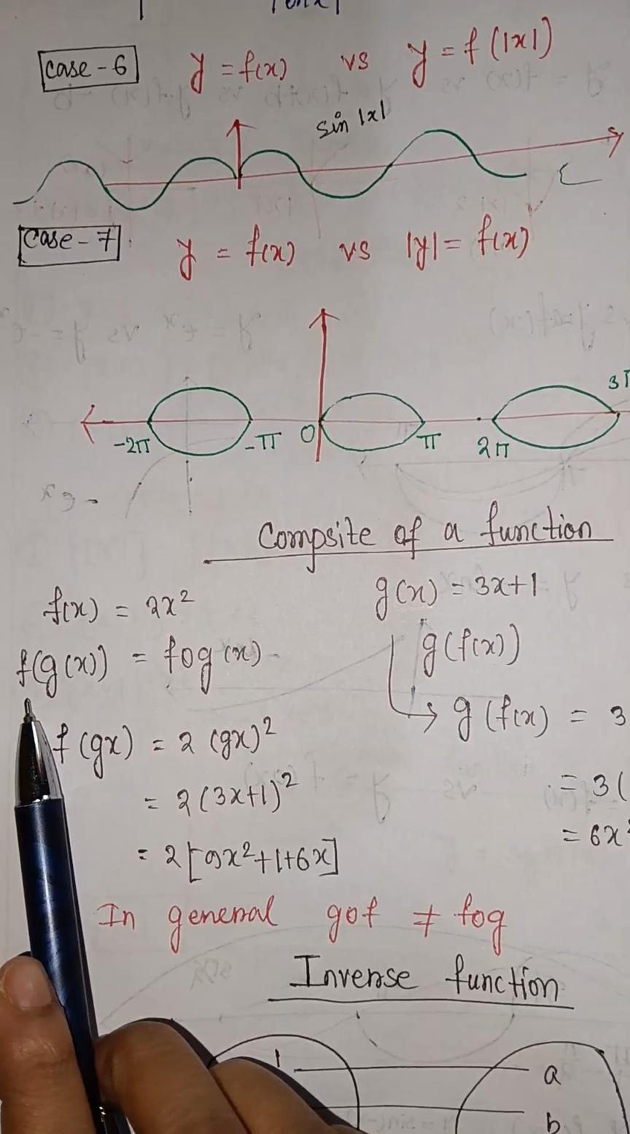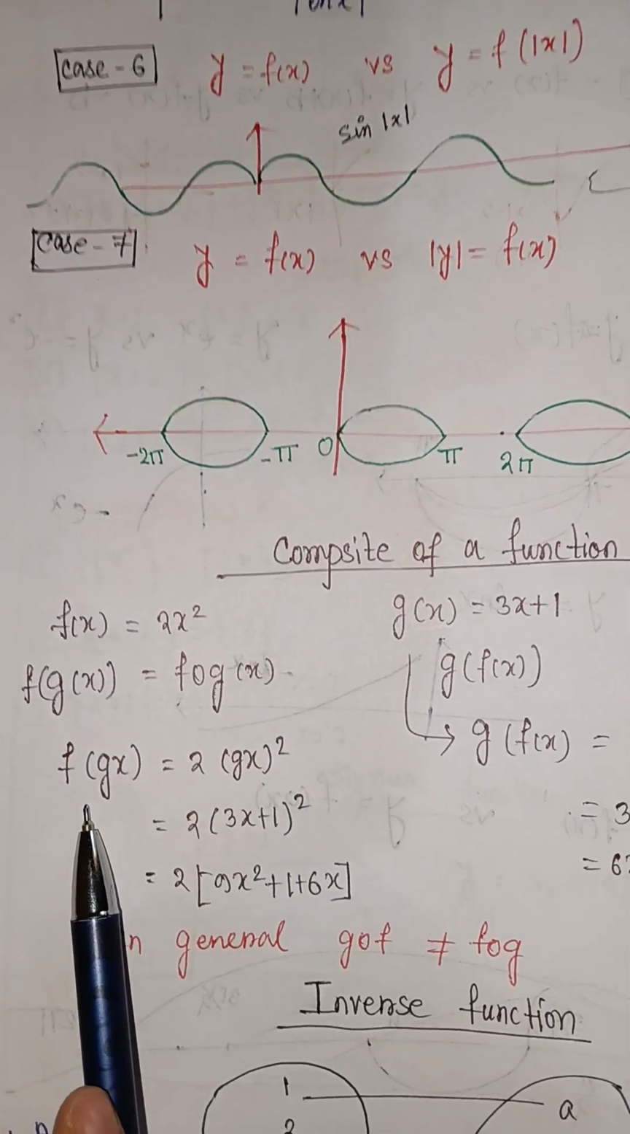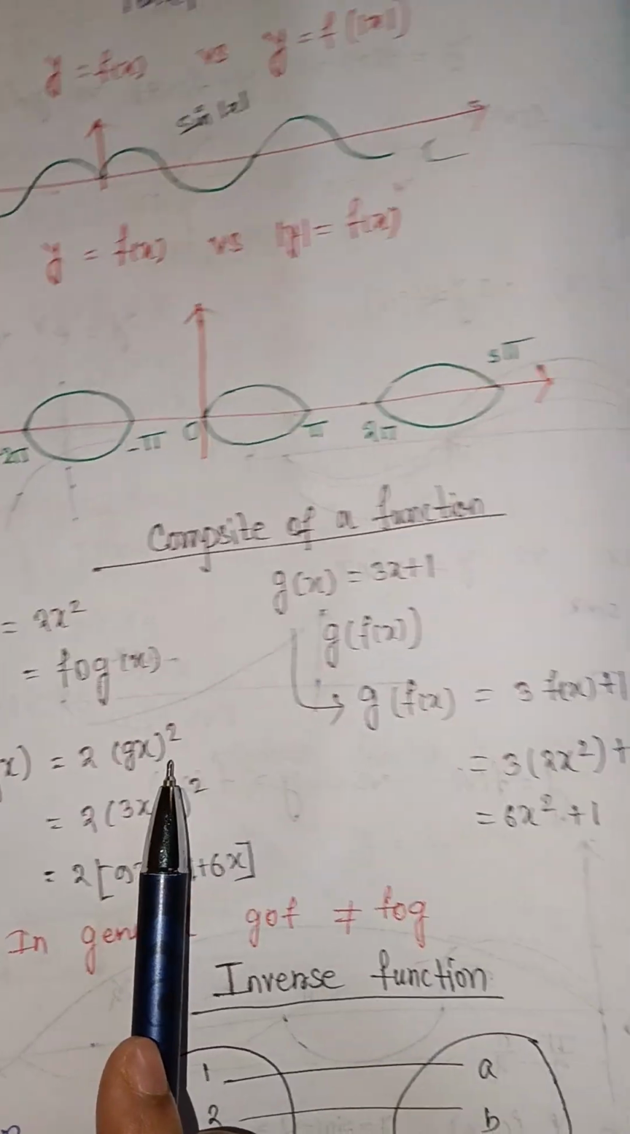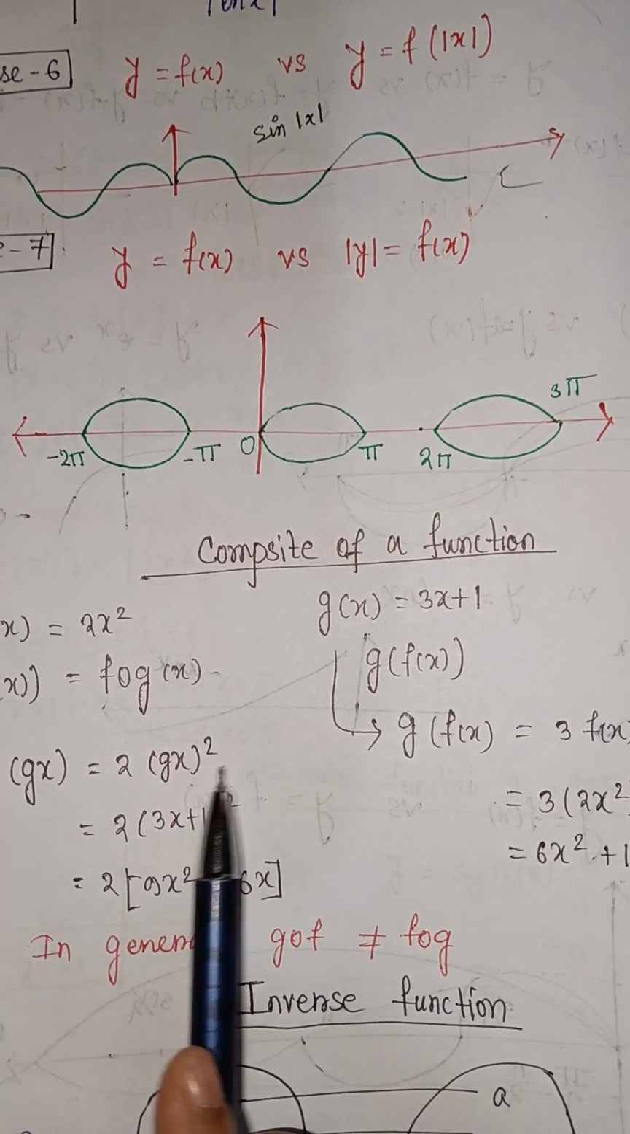Now here we put the value for f of g of x, that is f o g of x. f of g of x is equal to 2 of g of x whole square, that means the whole thing. So what was the value of g of x?